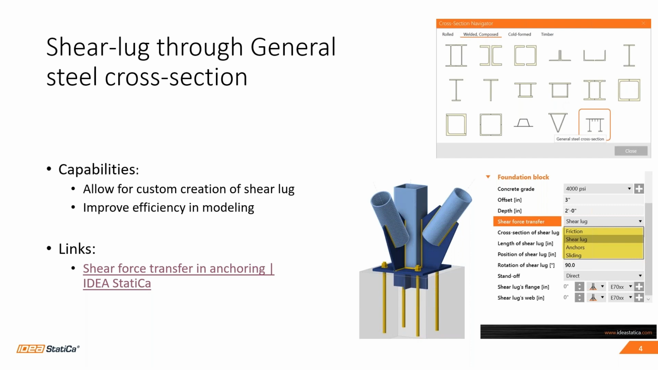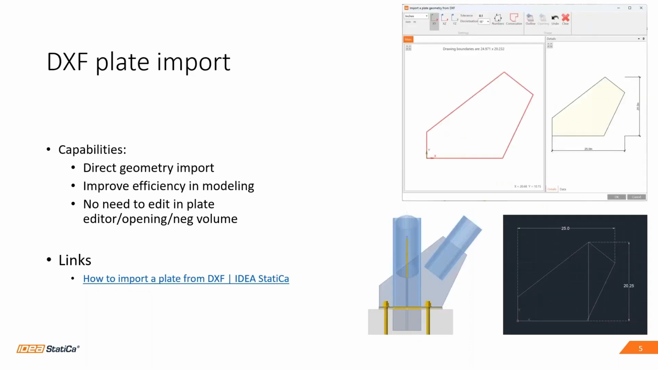The really good thing about the shear lug option is that whenever you choose it, you have the full freedom of the cross-section navigator, meaning that you can input any typical cross-section, but you can also use the general steel cross-section. The general steel cross-section allows you to create custom shear lugs made out of built-up cross-section shapes, and it also helps improve the efficiency of your modeling. Not only that, on the first demo we'll also cover the DXF plate import.